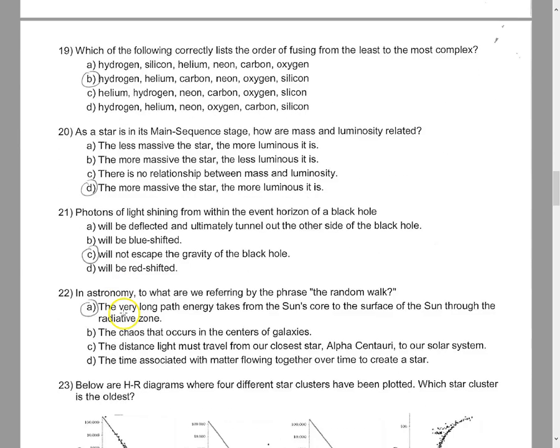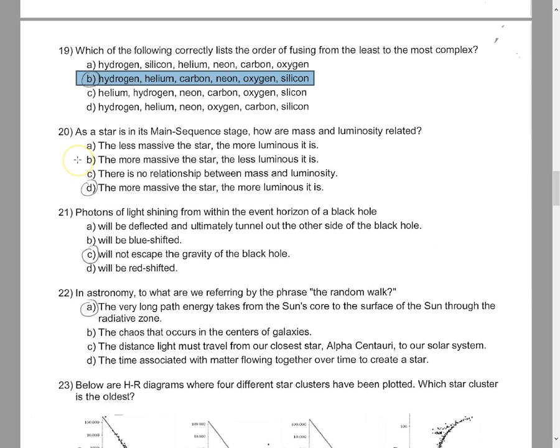Question 19, which of these actually list the least complicated to the most complicated types of fusion that can happen inside the cores of stars? So here we have hydrogen forming helium, helium forming carbon, carbon forming neon, neon forming oxygen, oxygen forming silicon, and silicon fusion forming iron. So B is the best answer there.